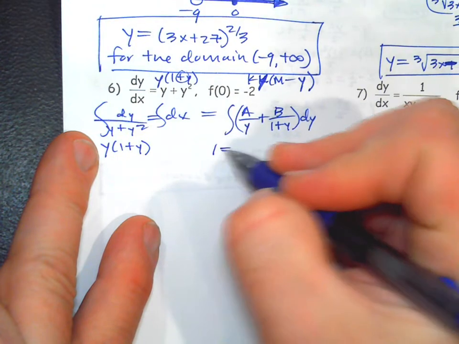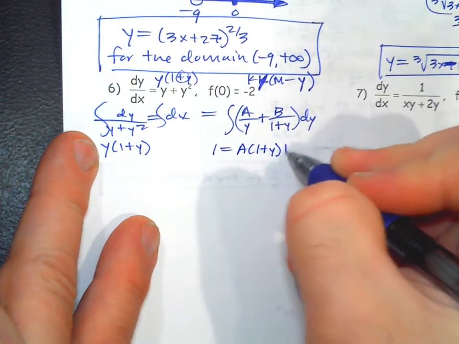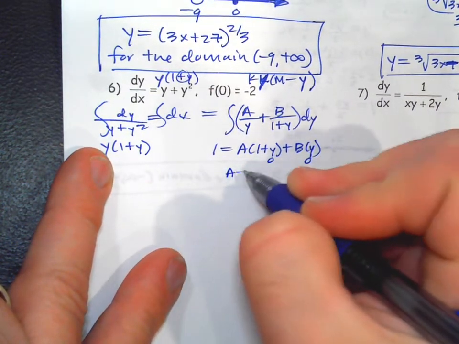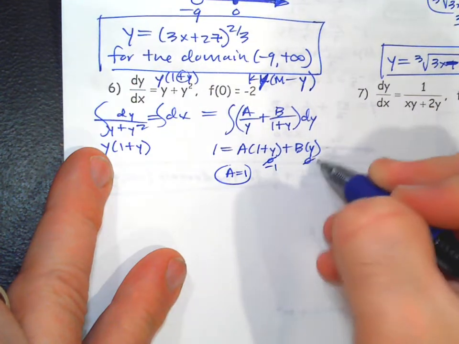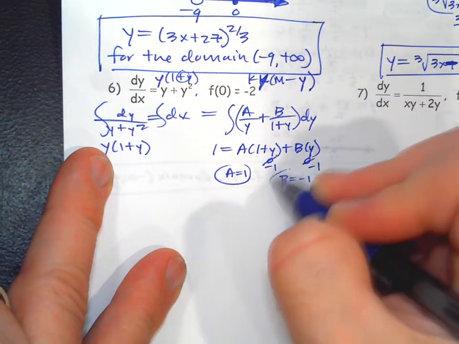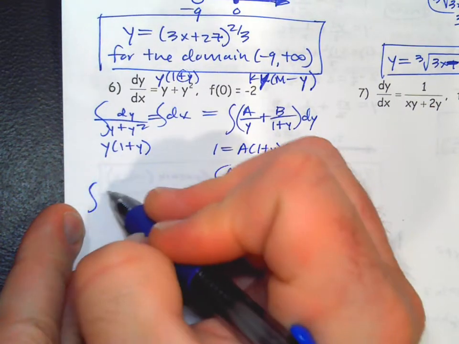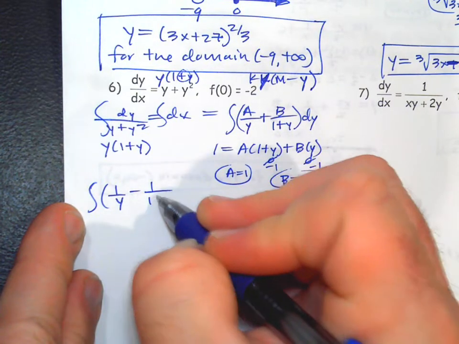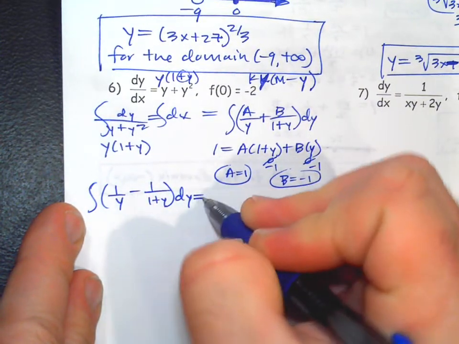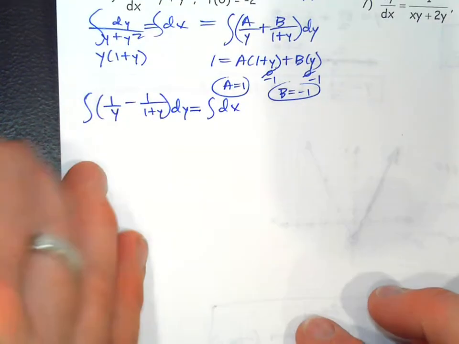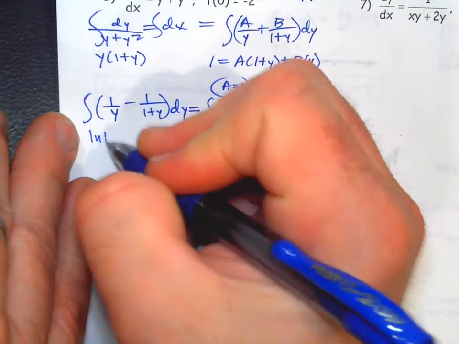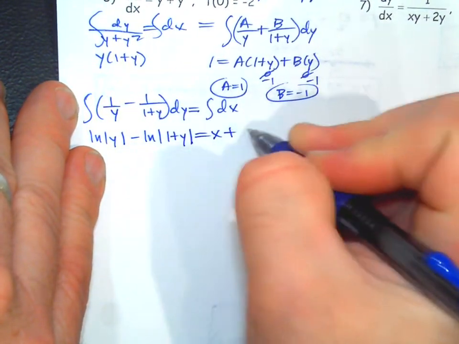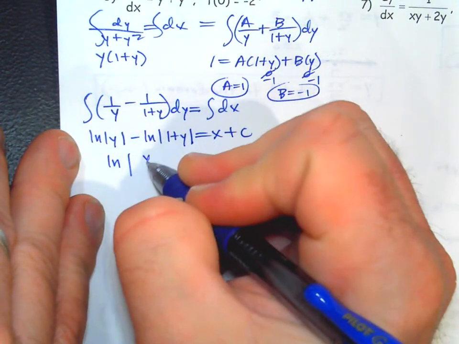So we multiply through by least common denominator. We eliminate one of them. A equals 1. We eliminate the other one. B equals -1. So we're going to get 1 over y minus 1 over 1 plus y dy, integral of dx. So I think we're ready to integrate. We're going to get natural log of the absolute value of y minus natural log of the absolute value of 1 plus y equals x plus c. I'm going to use the log rules right now to combine these together.